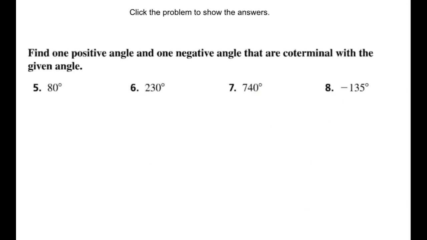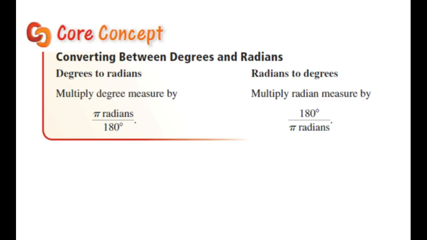So now I want you to try this. Look and find a positive and a negative angle that are coterminal with this given angle. First, draw your angle. It doesn't have to be perfect, just kind of draw a sketch of where it is, and then you can see whether you need positive or negative angles to get where you're going.